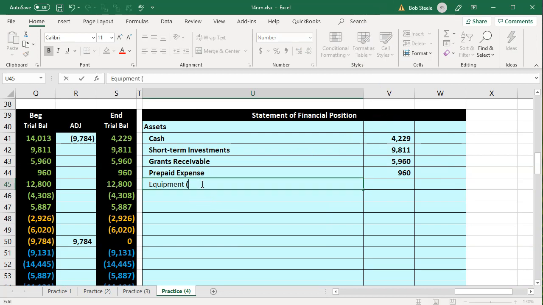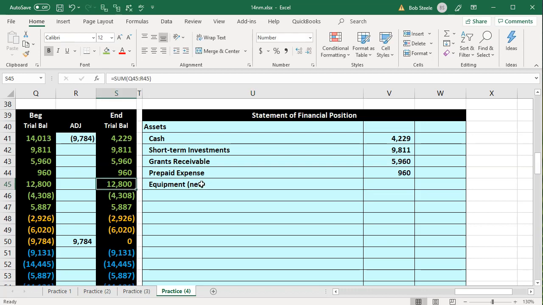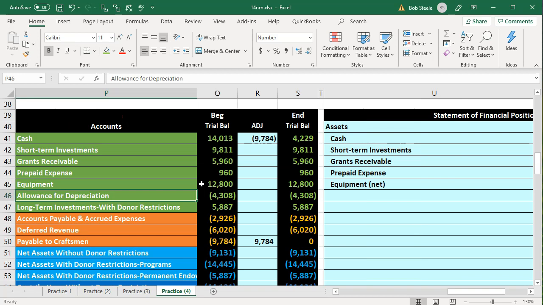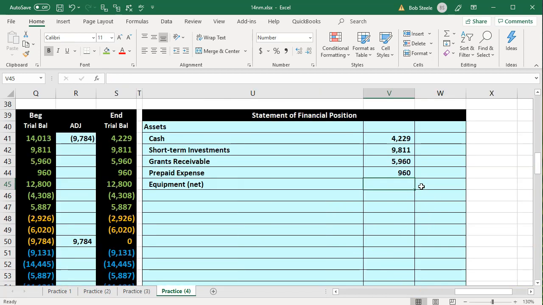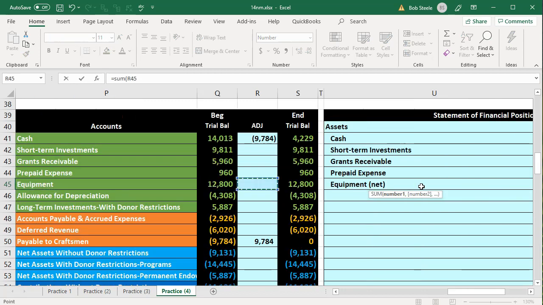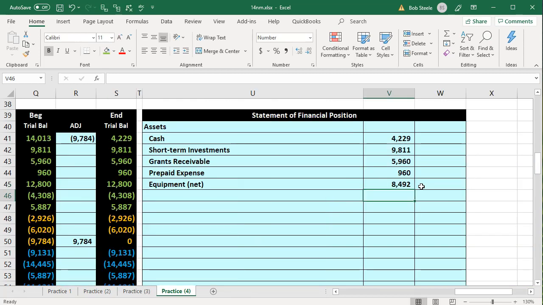And that means it's going to be net of the accumulated depreciation, or in this case, it's called the allowance for depreciation. So we're going to take the cost minus the allowance for depreciation, or the 8,492. So I'm going to be over here in V45. I'm going to say equals the sum of these two numbers. It'll subtract it out because that's a positive. This is a negative. I sum them up. It'll subtract them out. And so there we have that number.